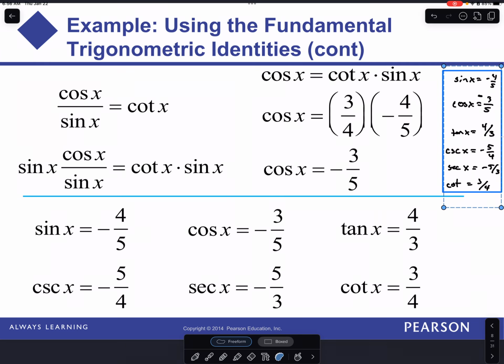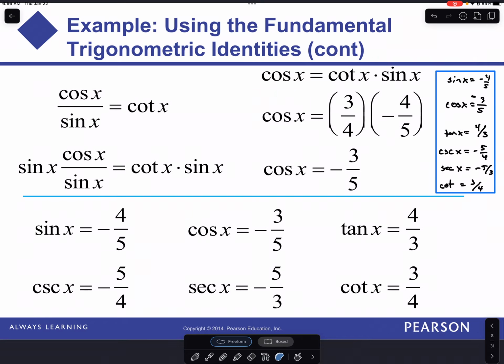These are the results that we got, and you can see it side by side. Sine of x was -4/5. Cosine was -3/5. Tan was 4/3. Cosecant -5/4. Secant -5/3, and then 3/4. I liked it because I went one way, the book did another way, and you see how we still got the same result.